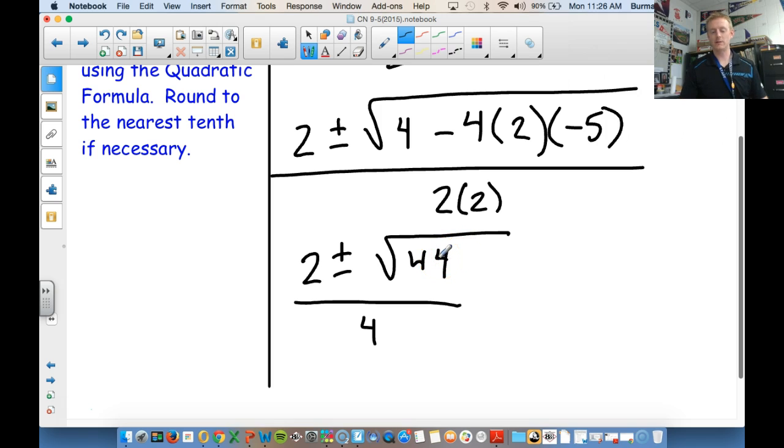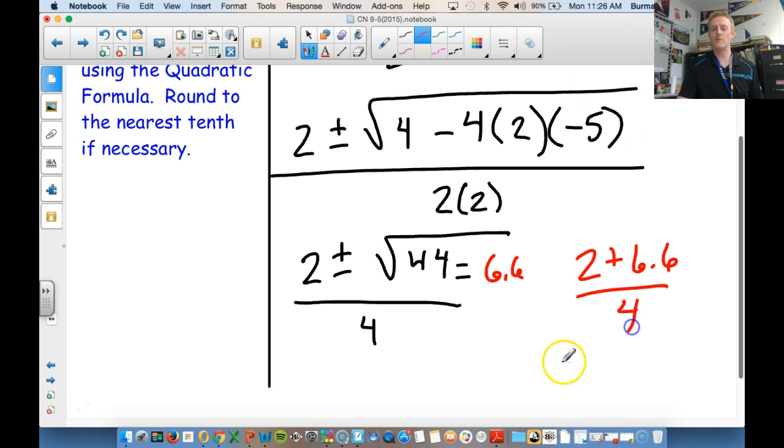We're going to round to the nearest tenth because the square root of 44 is not a very nice number. And in fact, it's 6.6 rounded to the nearest tenth. So this specifically is 6.6. So we're going to have a 2 plus 6.6 divided by 4 and a 2 minus 6.6 divided by 4 to get our two answers.